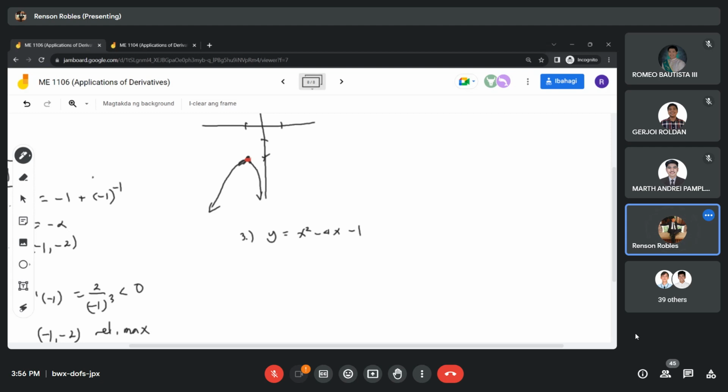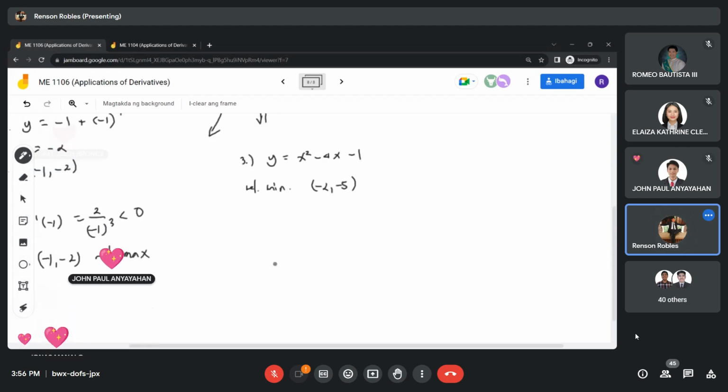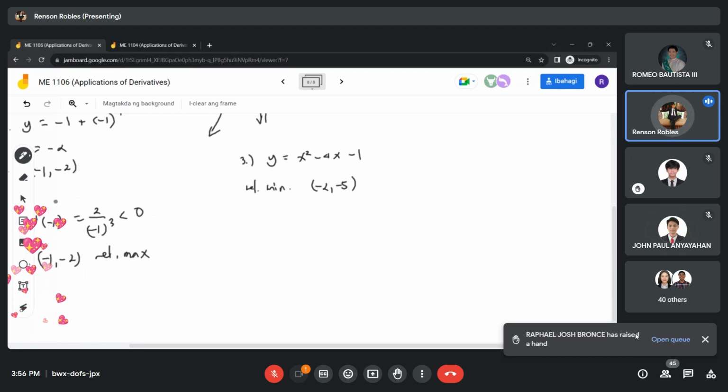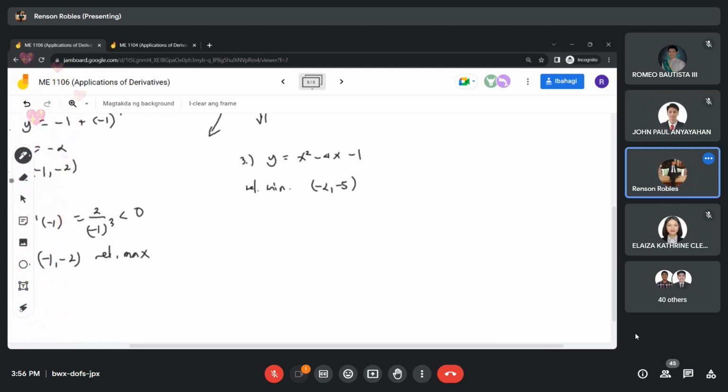You there? Can I? Okay. What does it have? Critical, relative min or relative max? Relative minimum po. And what is the relative minimum? 2, -5 po. Okay, that's 2, -5. Next. Let's put it into problem solving. Yes. Sir, 2, -5 po. Okay.